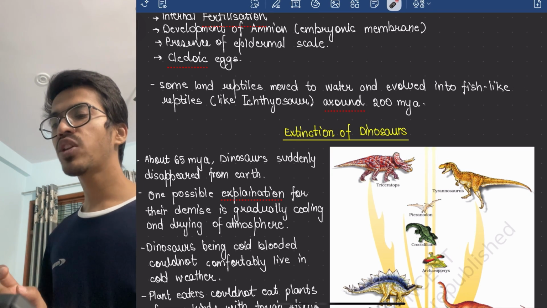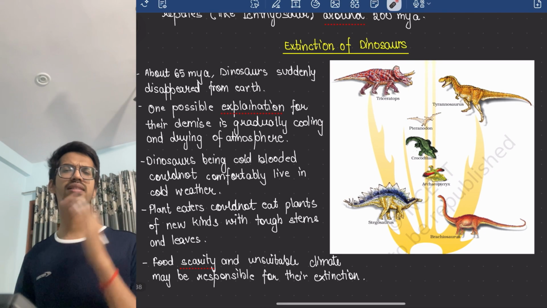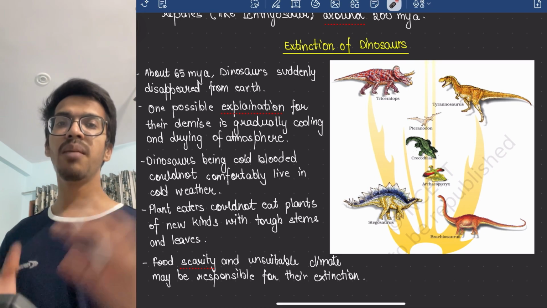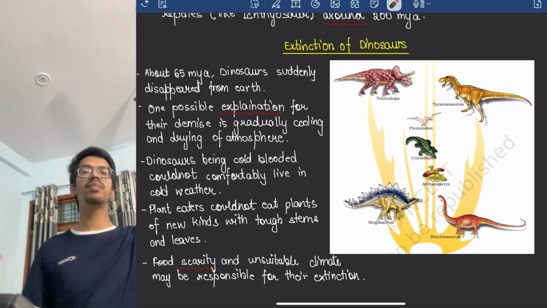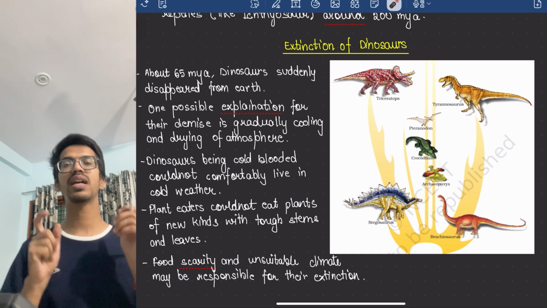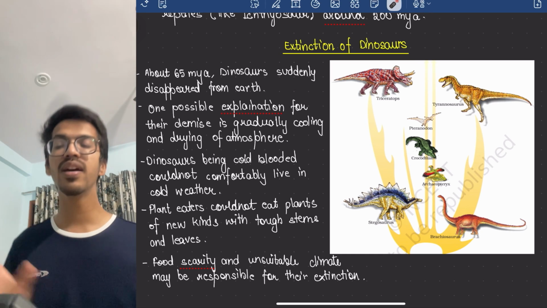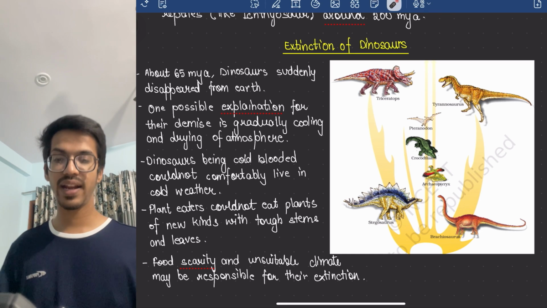And the major question is, how did the dinosaurs go extinct? Because it seems like one of the very big organisms. It's not a small organism, and if such a big organism goes away, it makes us wonder and raises a concern in our head.